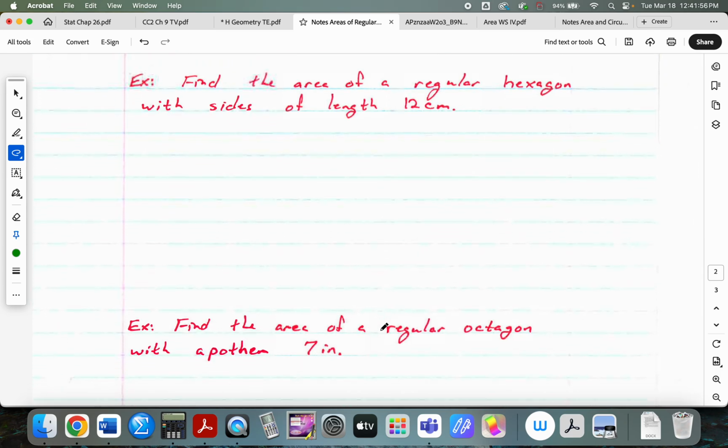So let's do some example problems. Find the area of a regular hexagon with sides of length 12 centimeters. If it has 6 or fewer sides, I tend to make a diagram of the whole thing. If it has more than 6, I'll show you what I do on that in just a second on the next example. So all the sides are 12. I usually only label the bottom one. I usually am too lazy to put all of them are 12.